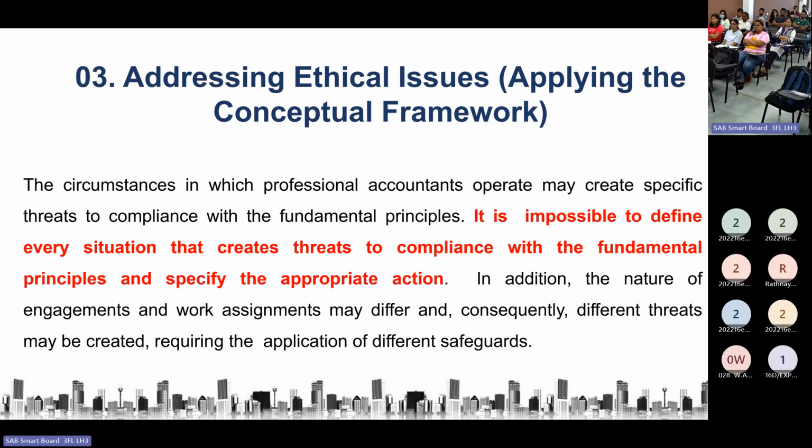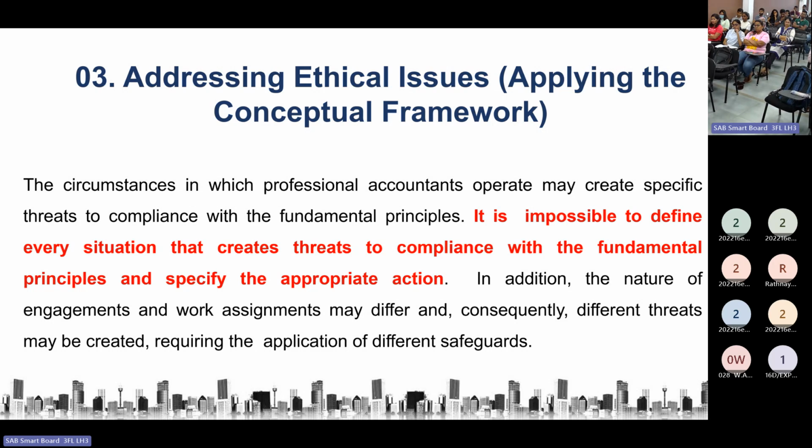Generally, it is impossible to define every situation that creates a threat to compliance with the fundamental principles and specify the appropriate action. So it is very difficult to say you need to follow this, you need to do this. There is no common rule, but you have to follow the conceptual framework for that. I can't say you need to do this, but I have a kind of frame. I need to follow a framework.